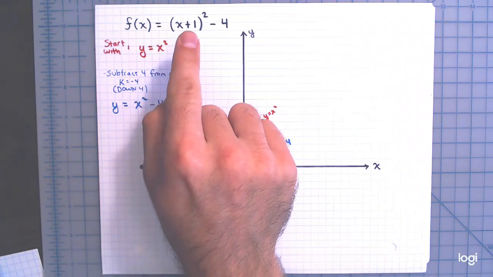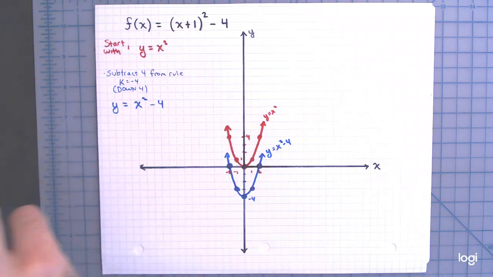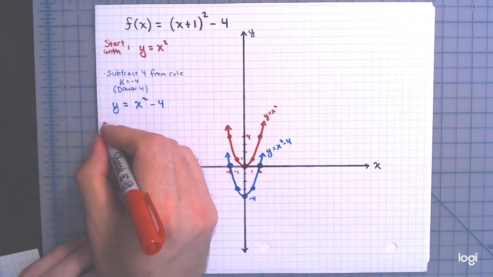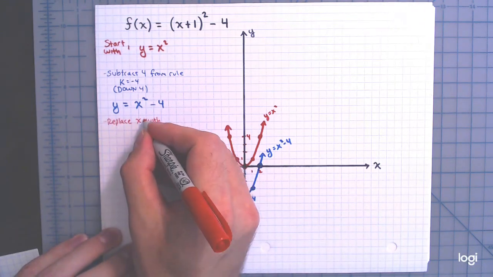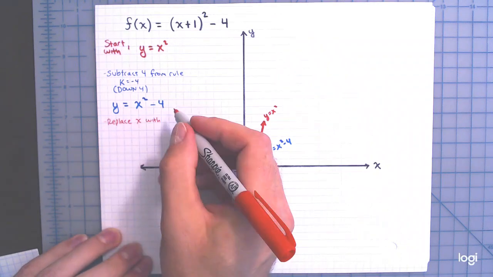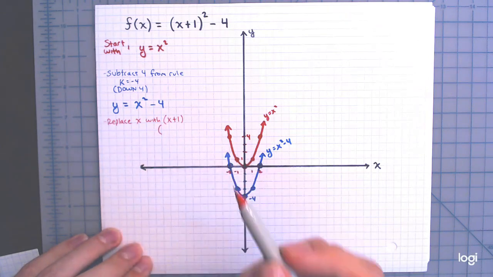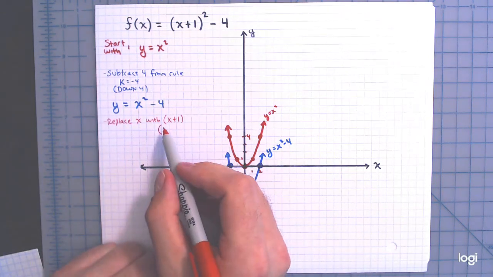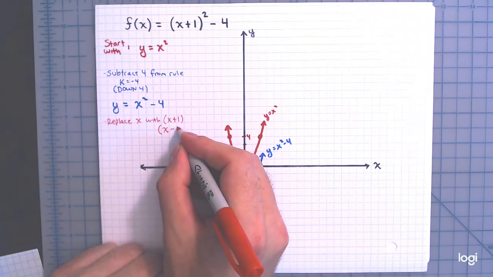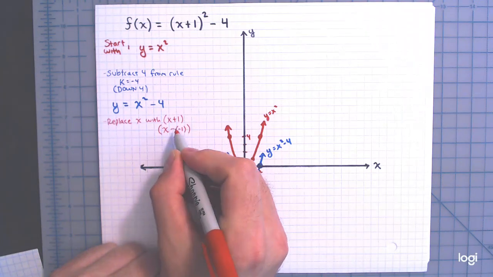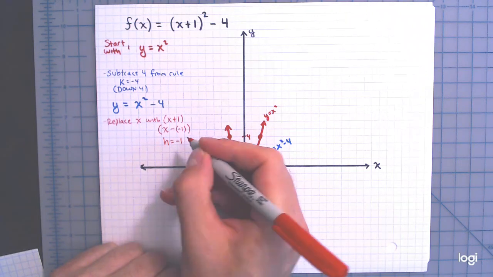Well, all that would need to be done is I would have to replace x with the quantity x plus 1. So let me write that in. I'd replace all the x's in the rule, well there's only one x, with the quantity x plus 1. Remember, on that horizontal page, we talked about replacing x with x minus h. So x plus 1, that's really x minus -1. So the value of h here is -1.